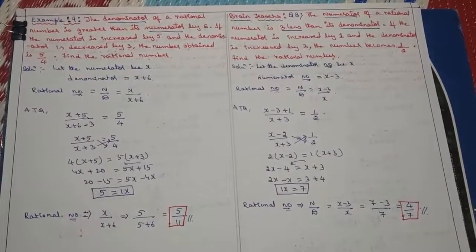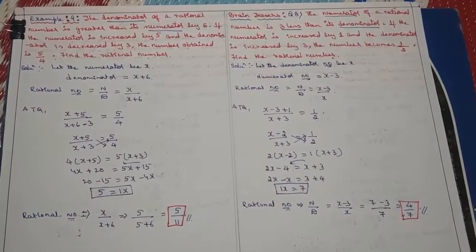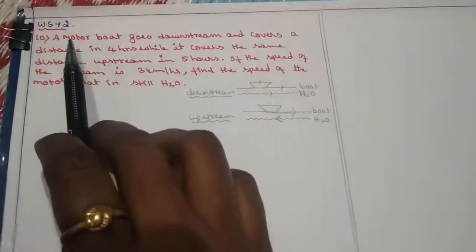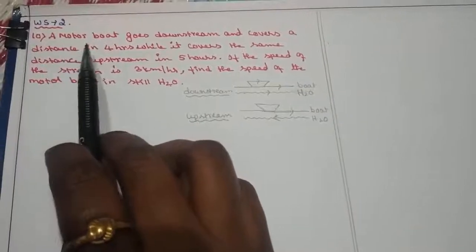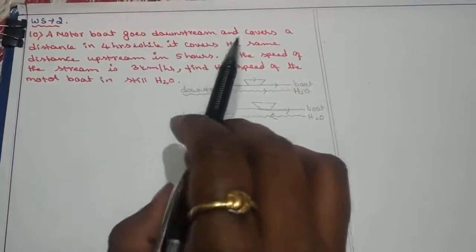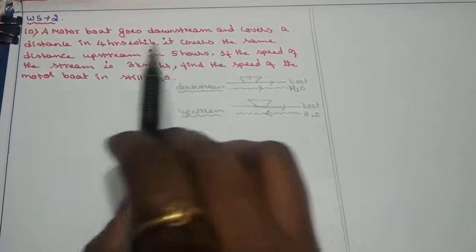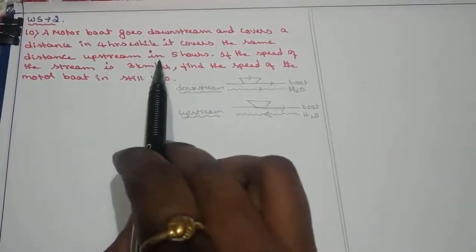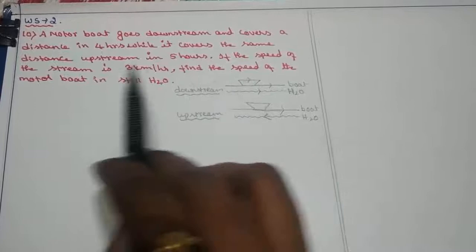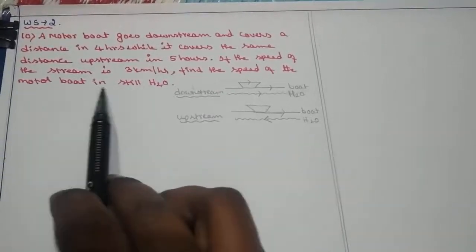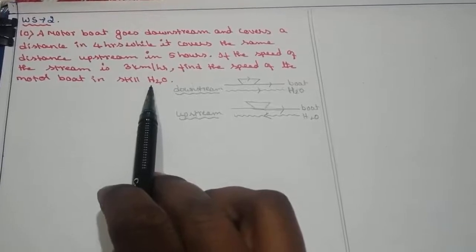Now we will move on to the next concept from worksheet 2. Worksheet 2, question number 10. A motorboat goes downstream and covers a distance in 4 hours, while it covers the same distance upstream in 5 hours. If the speed of the stream is 3 km per hour, find the speed of the motorboat in still water.